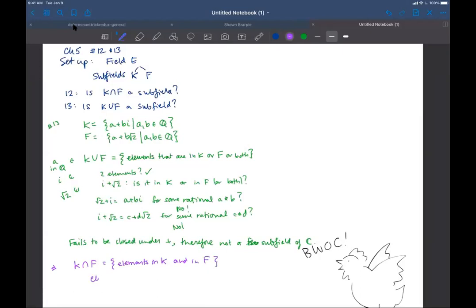So it's elements where there exist rational numbers a, b, c, and d, satisfying a plus bi in the K part looks like c plus d root 2 in the F part, which means that, well, I can't write bi as a c plus d root 2 part. That's what we established before. So that means that b is 0. Similarly, d has to be 0.